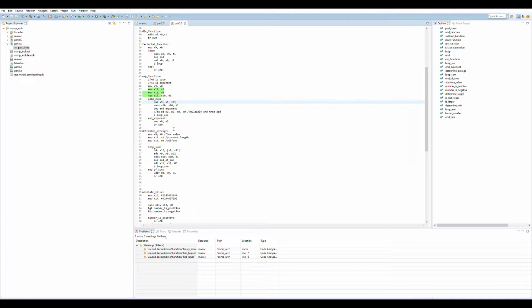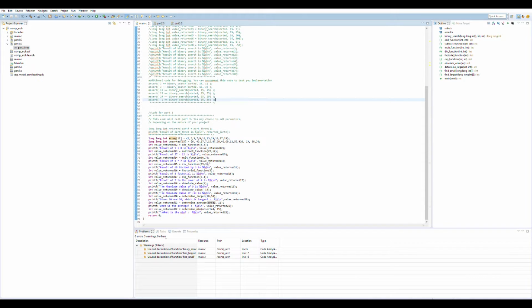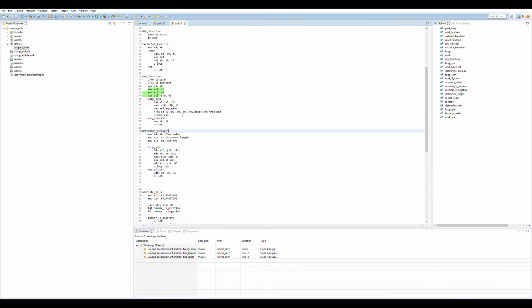And then we have determine average, where we pass in this array right here. What we'll do is simply tally up every single value of the array when we load in, and then we'll divide by the length, and that'll output the average.